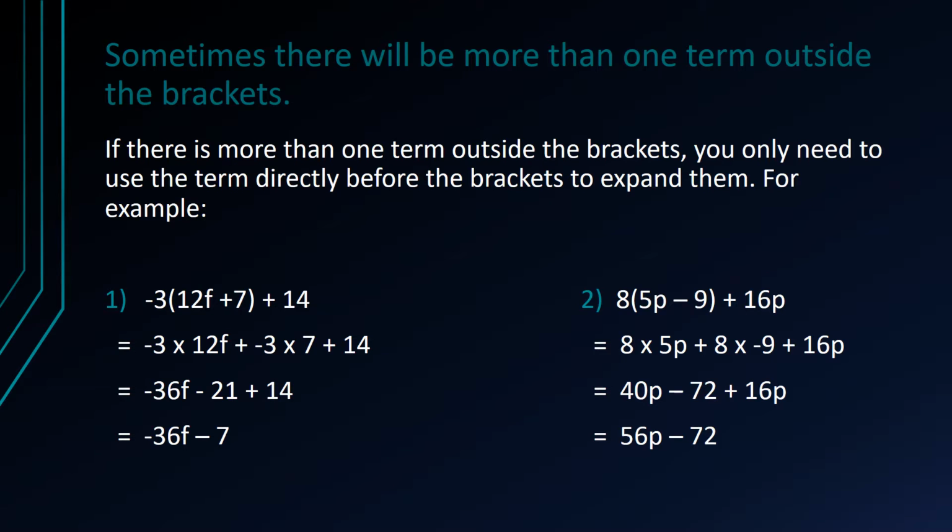And in the end we've got negative 36f take 7. In the second example, 8 and then in the brackets 5p minus 9 and then a plus 16p on the end. So 8 times 5p plus 8 times negative 9 and then plus 16p. That simplifies to 40p minus 72 plus 16p, and then obviously we simplify it further and we end up with 56p minus 72.